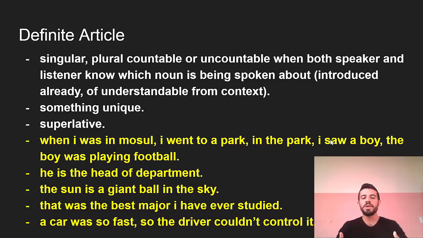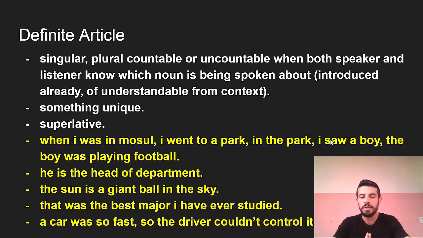Also here, that was the best major I have ever studied. Here I'm using the superlative, best major I have ever studied. So the best, so using the best major. Also, for example, a car was so fast, so the driver couldn't control it. Here I say a car, because the listener doesn't know which car I mean. But here, the driver, I add the with driver.